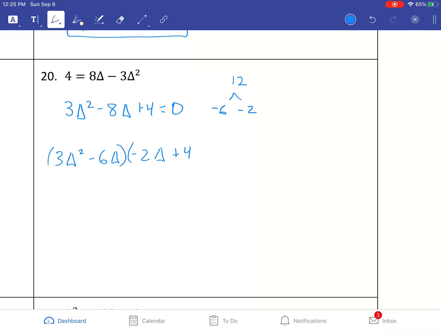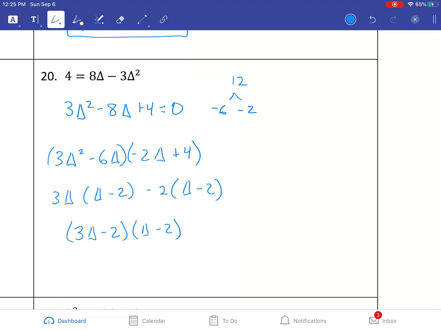We group them together. We take out a 3 triangle out of the first one. We're left with triangle minus 2. We take out a negative 2 out of the second one. We're left with triangle minus 2 again. Again, noticing that the parts in the parentheses look exactly the same now. So we take the parts that are on the outside rather.